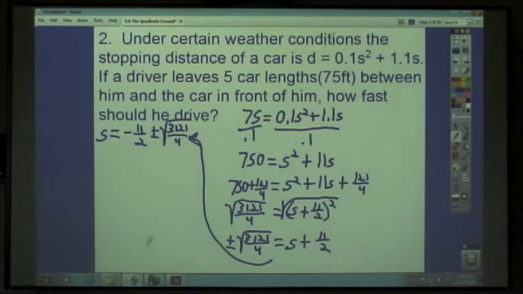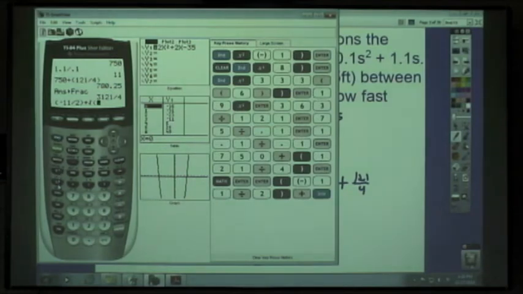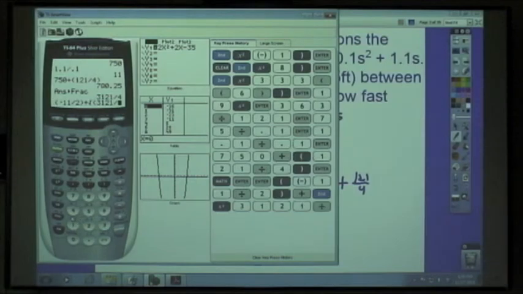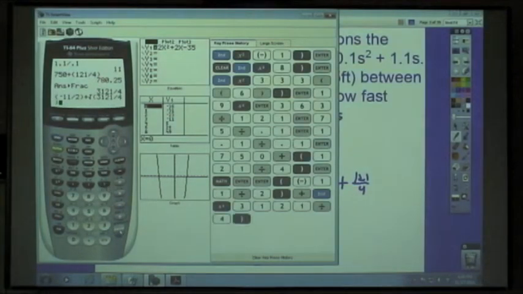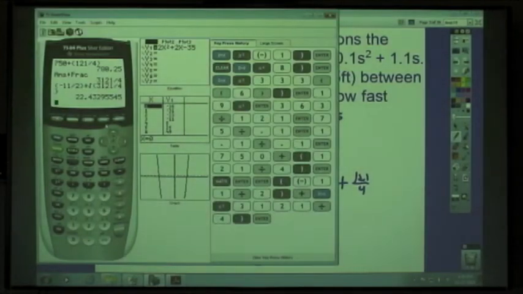And then you take this out in your calculator and do the math. So you take negative 11 halves plus this big ugly square root of 3,121 over 4. Press enter. You get 22.43. You will notice that if you do negative 11 halves minus this square root in your calculator, you will get a negative. So do not do that one. You don't need it. You're talking about the speed of a car.